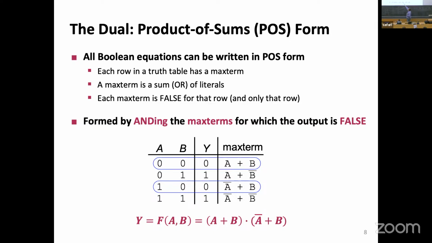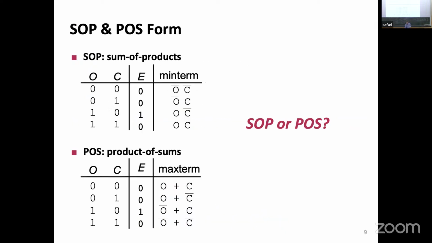So what I forgot to tell you is we are also inverting the thing. So each max term is false for that row and only that row, and formed by adding the max terms for which the output is 0. So the max terms here are A or B, and not A or B, and then we can have this as a result. Now, the question is, I have two different options. Which one do I choose? Because both of them will give me the same function. I can move from one to the other one. Which is the best one?